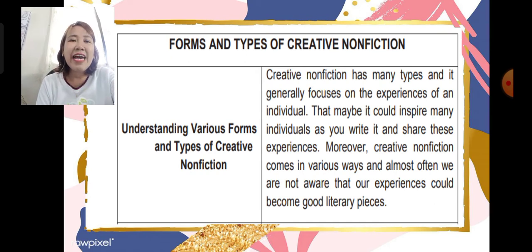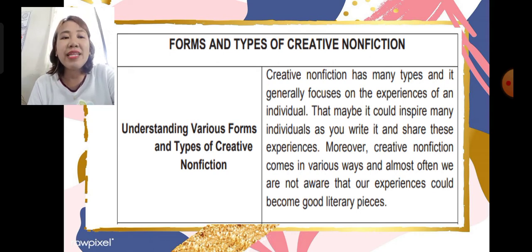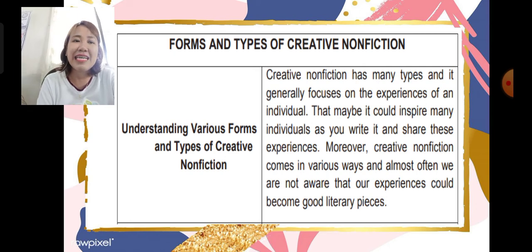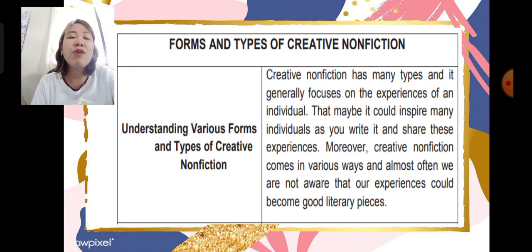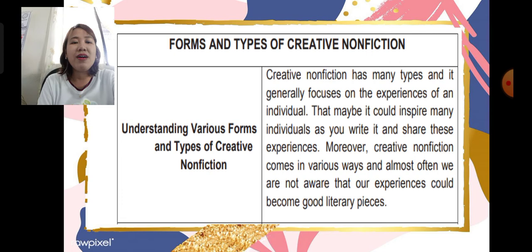Okay, so forms and types of creative nonfiction. So understanding various forms and types of creative nonfiction. So creative nonfiction has many types and it generally focuses on the experiences of an individual that maybe it could inspire many individuals as you write it and share these experiences. So moreover, creative nonfiction comes in various ways and almost often we are not aware that our experiences could become good literary pieces. So, hindi natin malaman.